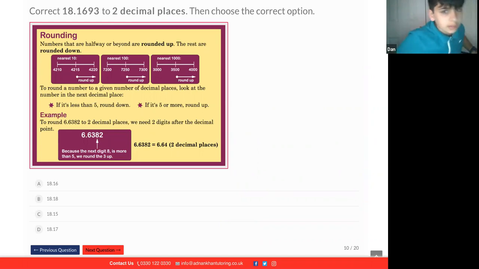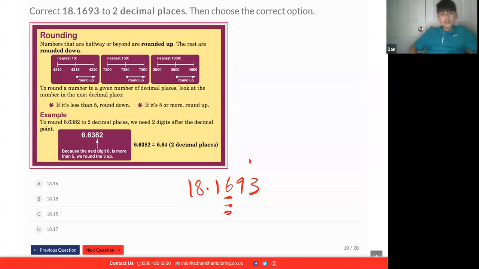Correct 18.169 to 2 decimal places. Then choose a correct option. So the second decimal place is the 6. And 9 is above halfway. So it's going to be rounded to 18.17.